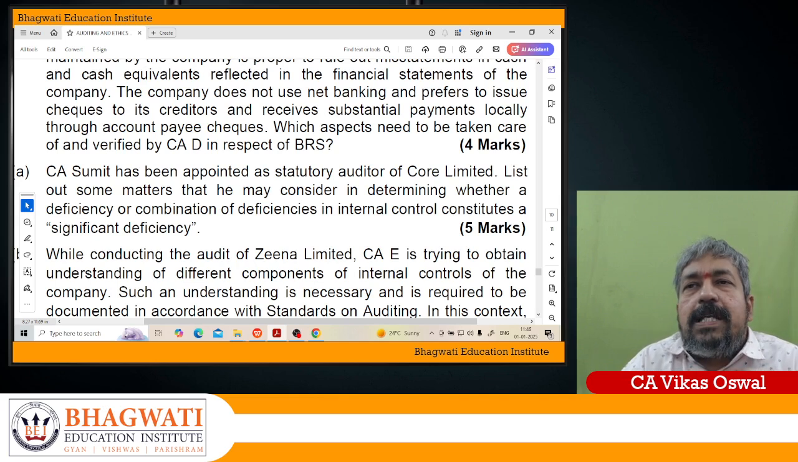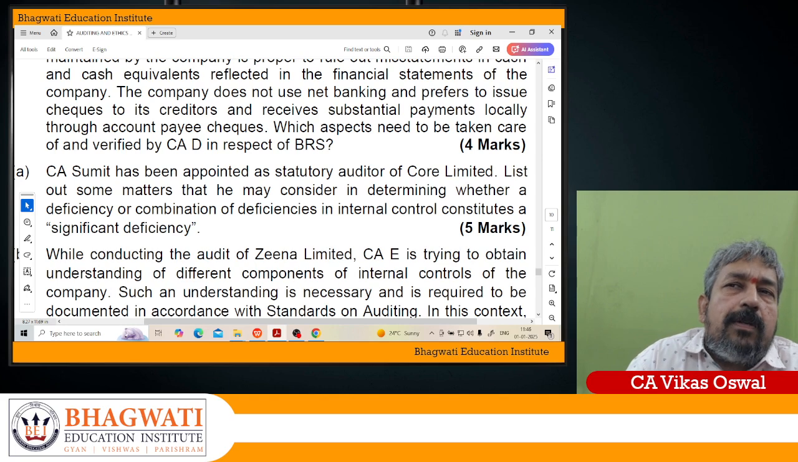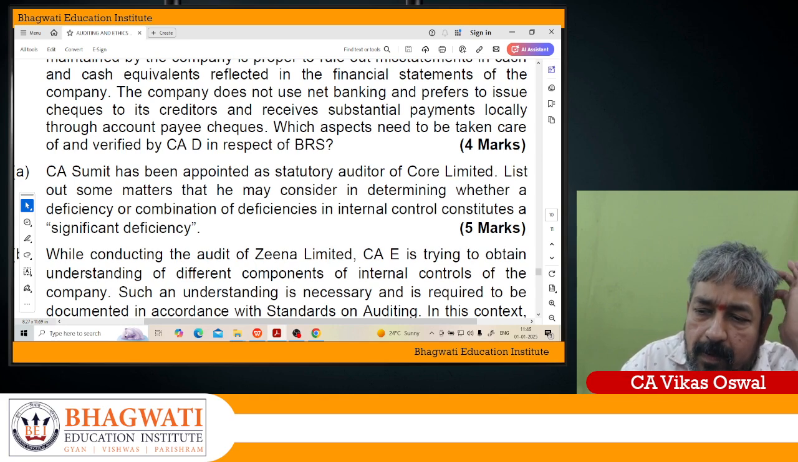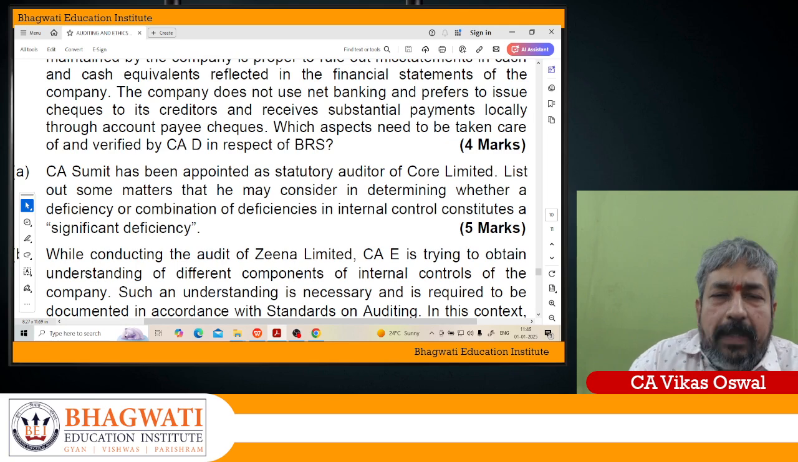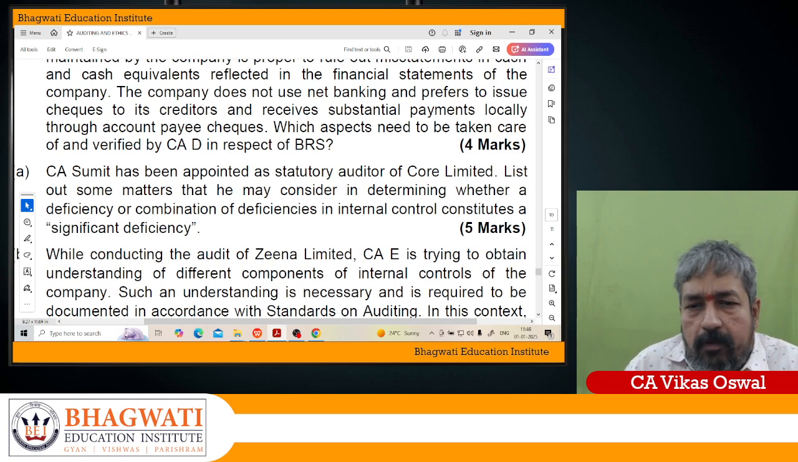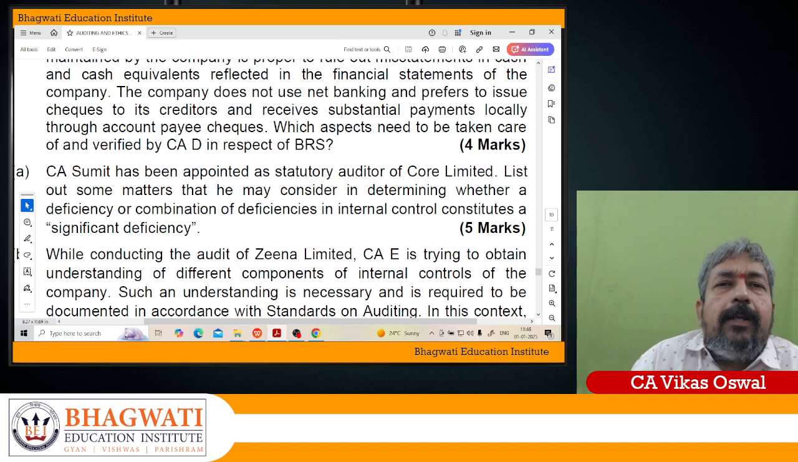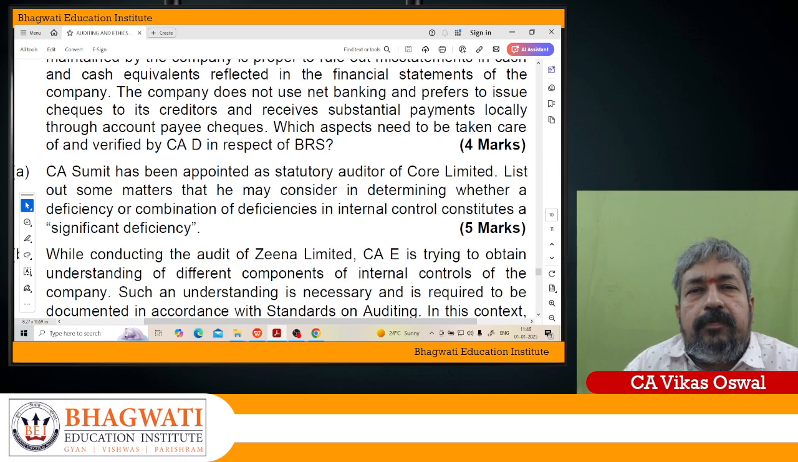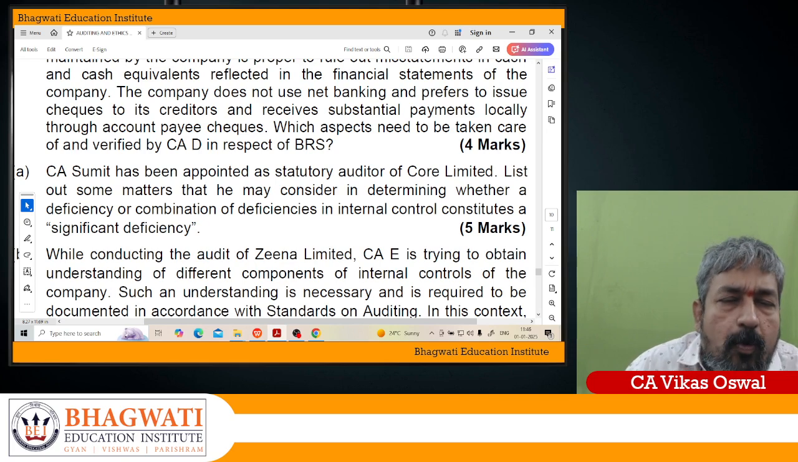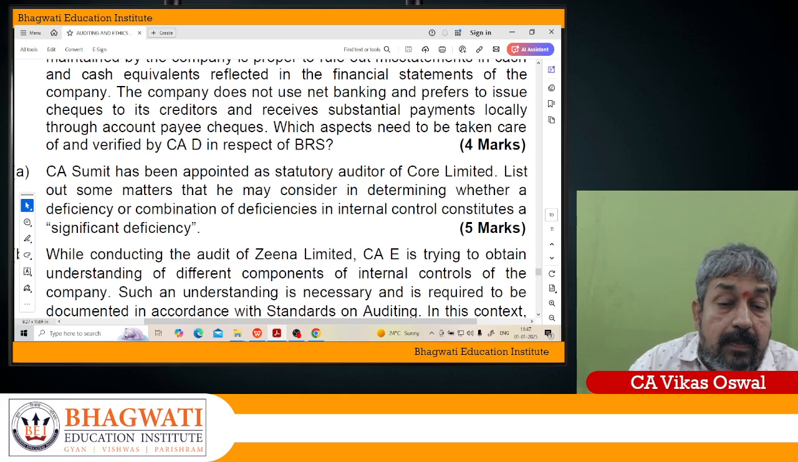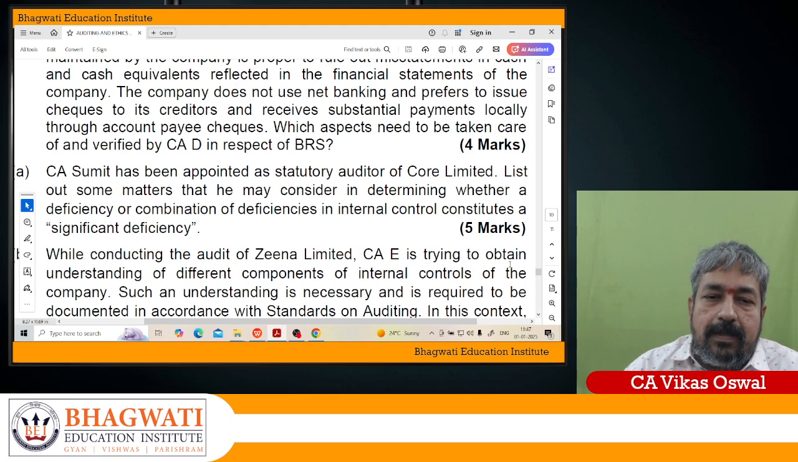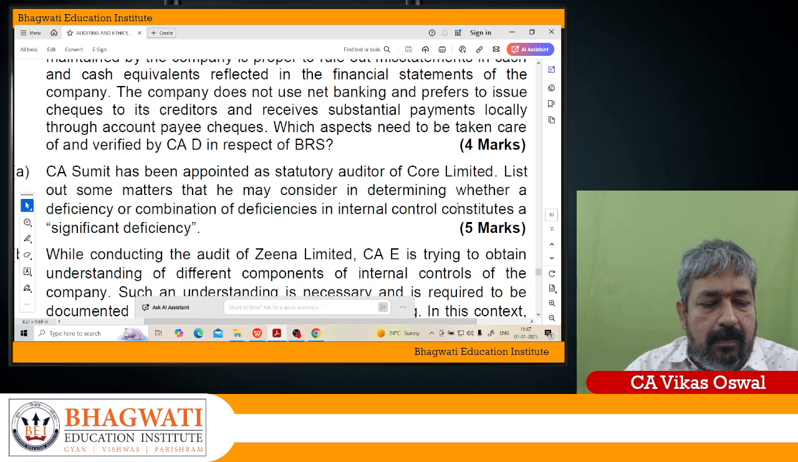Significant deficiency is something you need to understand, my dear soldiers: a deficiency in internal control always comes into the picture where the control is not functioning as intended, and you bring it to the attention of those charged with governance and the stakeholders, that this is very critical in nature. So this is how you have to understand the significant deficiency in the control.